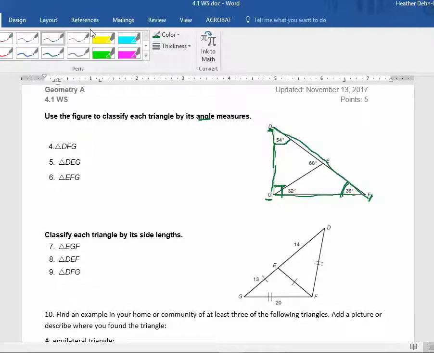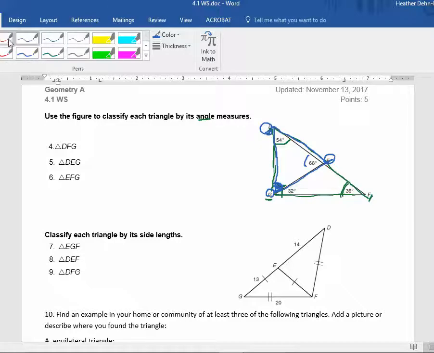So for the next triangle, this one I'll do in a different color. DEG, here's D again, here's E, and here's G. So the blue lines refer to that triangle. So this is no longer a right angle, angle G. Now it's some other degree. I don't know for sure what it is, but we do know that one angle is 54, one is 68, so you can decide if it's obtuse, acute, right, or equiangular.